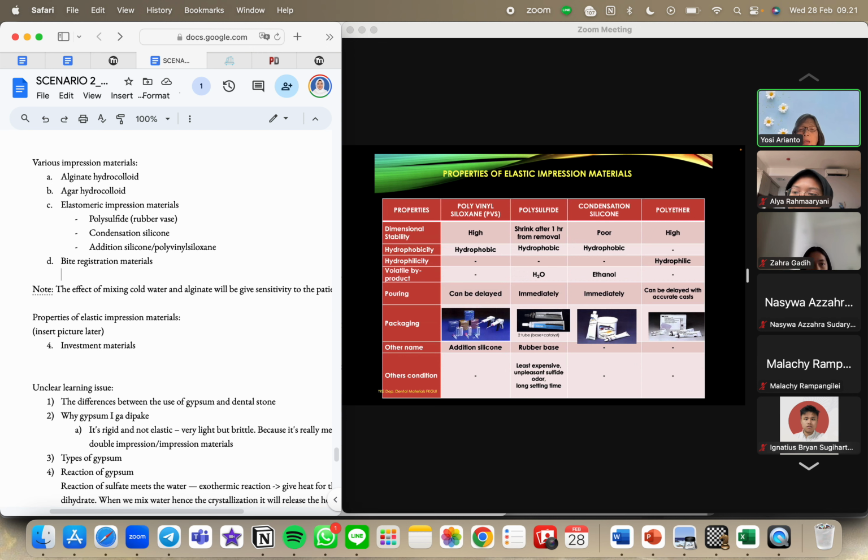And for polysulfide, the other condition is that it is least expensive, so it's quite affordable, but the odor of sulfate is not very pleasant. The patients sometimes feel not comfortable with the odor. And the setting time is too long.